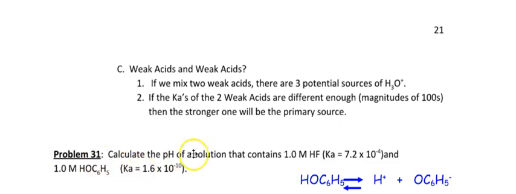So it says calculate the solution that contains 1 molar of HF and 1 molar of, this looks like phenol. This is actually going to be an alcohol group. And look at that, it's a really, really low Ka, doesn't it? So go ahead and set up the ice tables for both of those, solve for the H plus concentration for both of those, and see what you get. So pause this, work on it, and when you're done, come back.